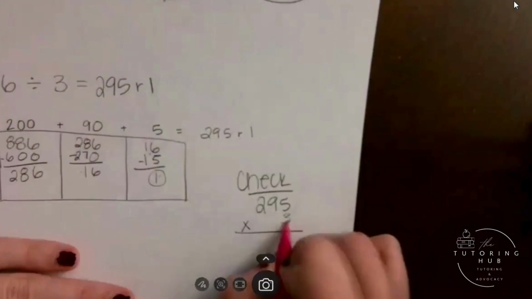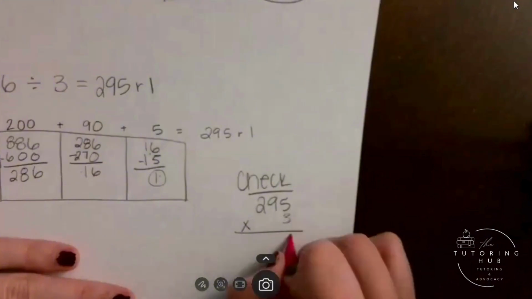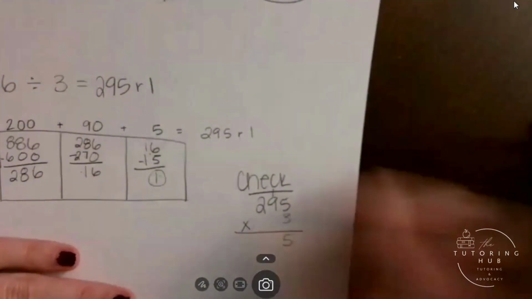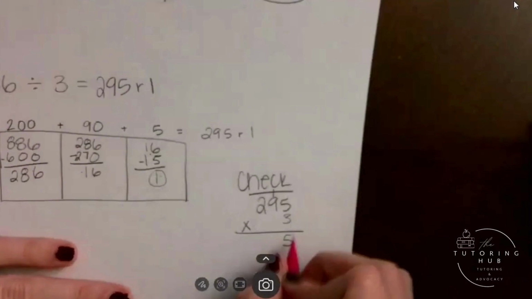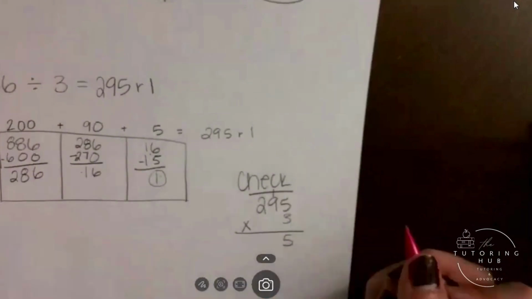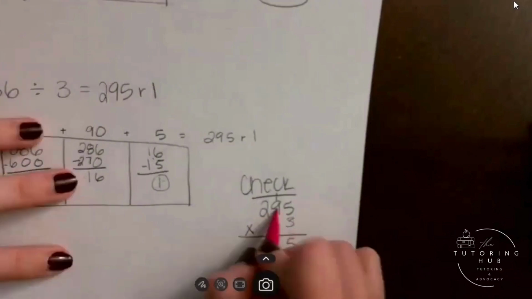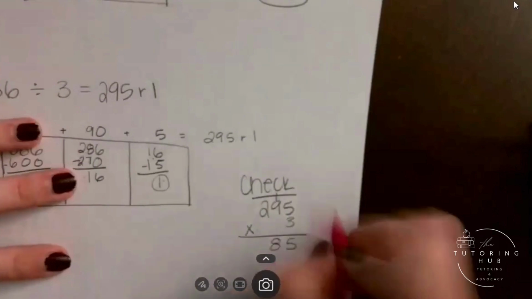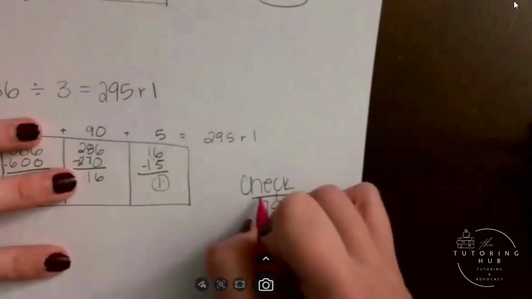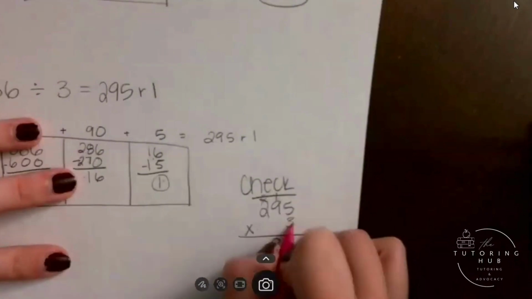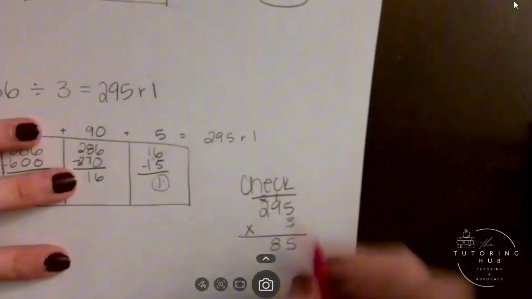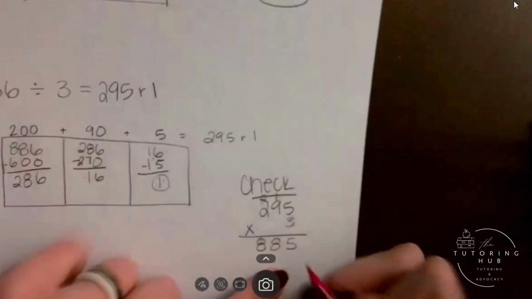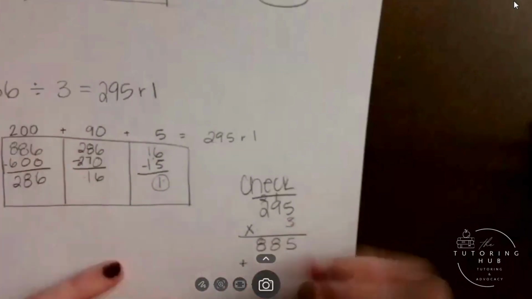So 3 times 5 is 15. I'm going to put my 5 under the ones place, and then carry my 1 up above the 9. That's in the tens. 3 times 9 is 27, plus 1 is 28. So I put my 8 in the tens place, and I carry my 2. Then 3 times 2 is 6. We add 2 and we get 8. So 885. Now we're going to add our remainder of 1.